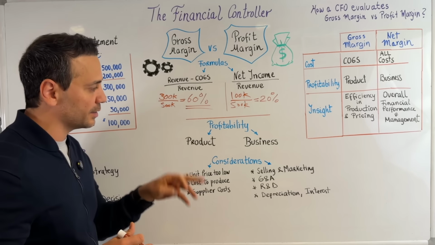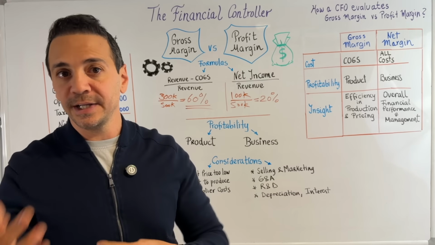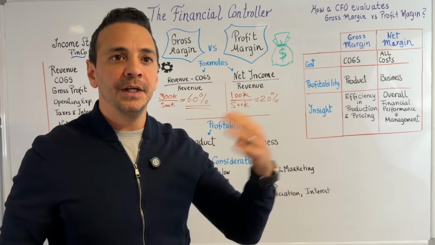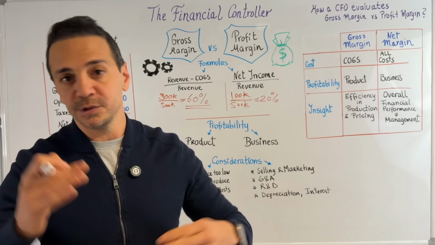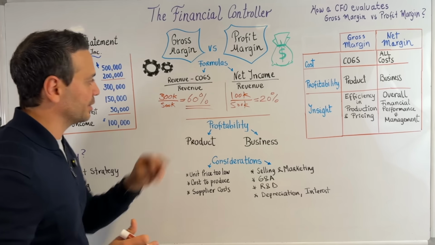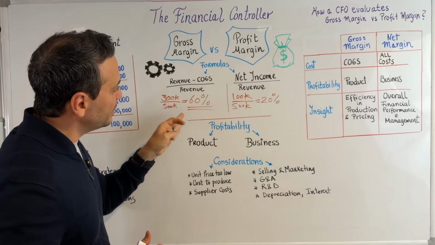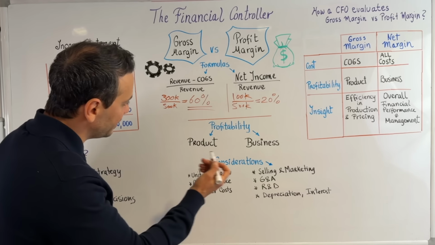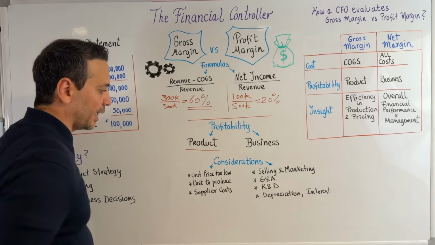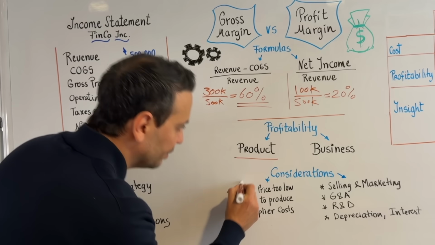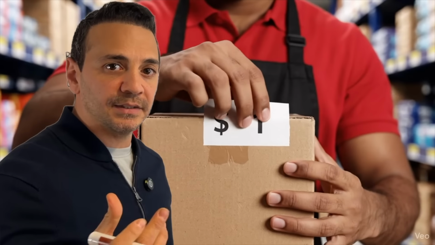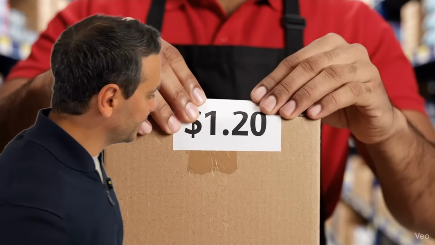So you need to benchmark this, and you can ask ChatGPT or another AI tool, here's my industry, here's my gross margin, is this typical, or is this low or high, right? So you got 60% in this case. What insight do we get from this number? Well, the insight that we get is a product-related insight, meaning is our unit price too low? So maybe if you're selling something for $1, it needs to be sold for $1.20 in this case, right?